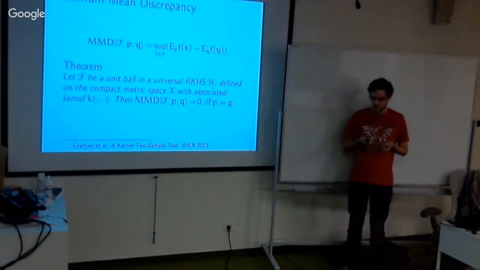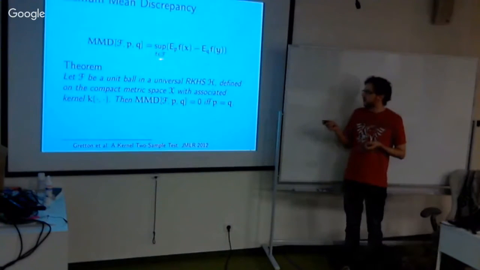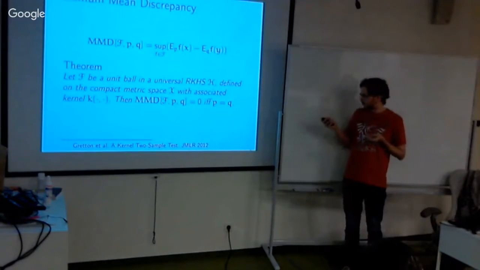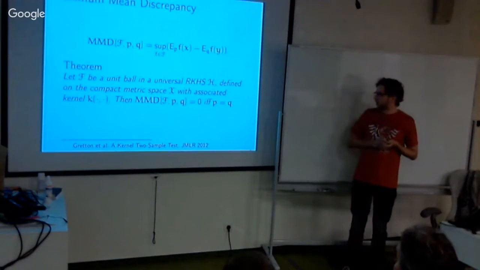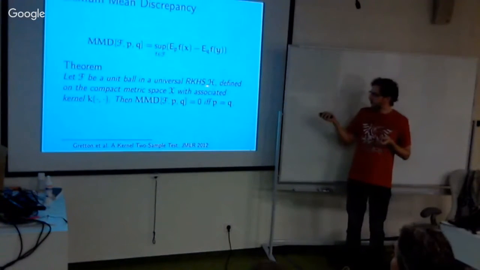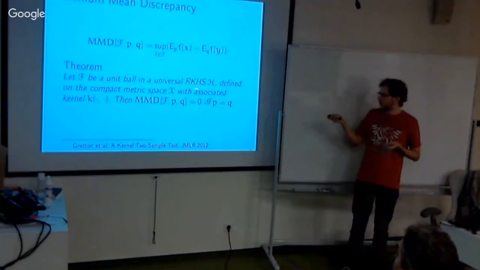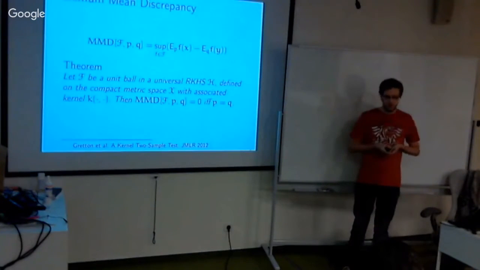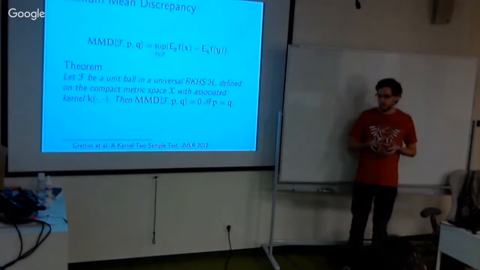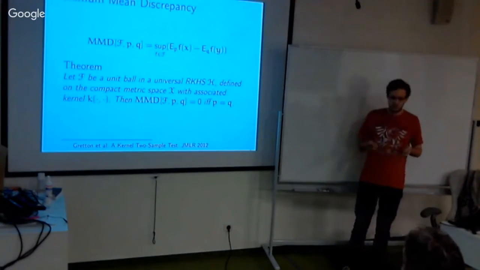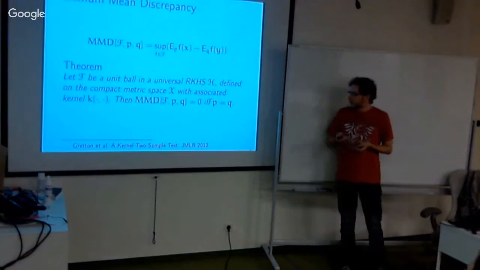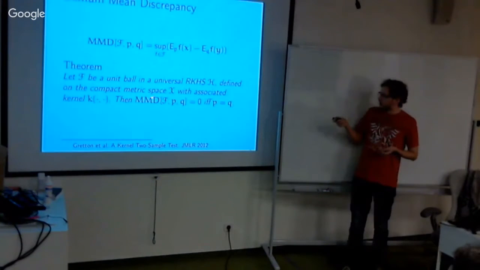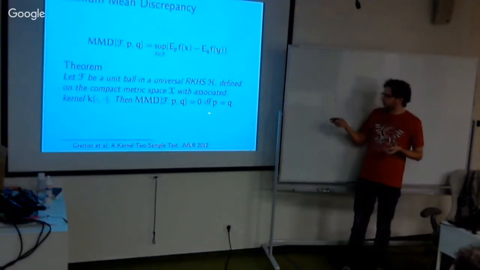Well, the first step is let's consider not any space of functions, but reproducing kernel Hilbert space H, and we will consider a unit ball in that space, which has some associated kernel. So you are familiar with SVM, and it is the same space that is used for kernel trick. Okay, and in that unit ball in H, MMD is zero if and only if P is equal to Q.